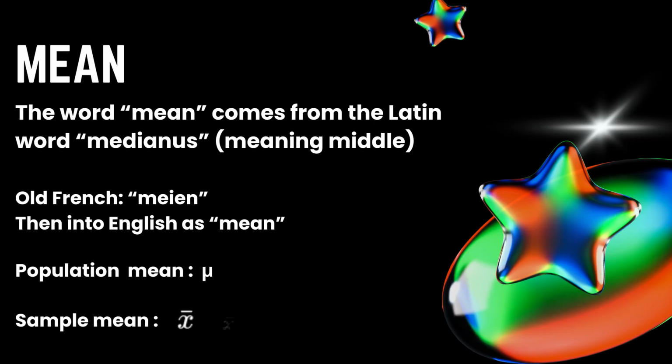The word mean comes from the Latin word medianus meaning middle. Over time it evolved through the old French word mean and became the English word mean. In statistics, the mean represents the average value of a dataset. For a population, we denote it by mu, and for a sample, we use x bar.